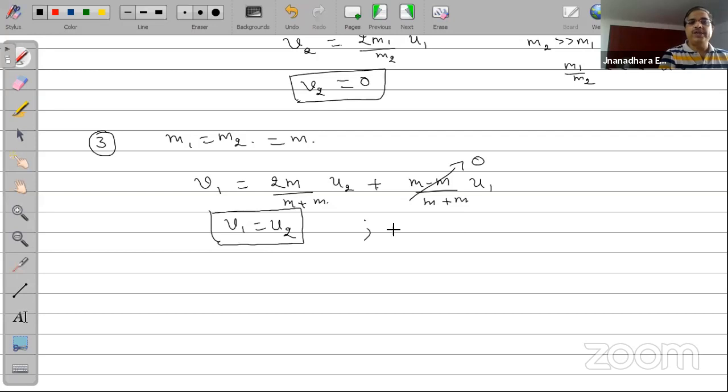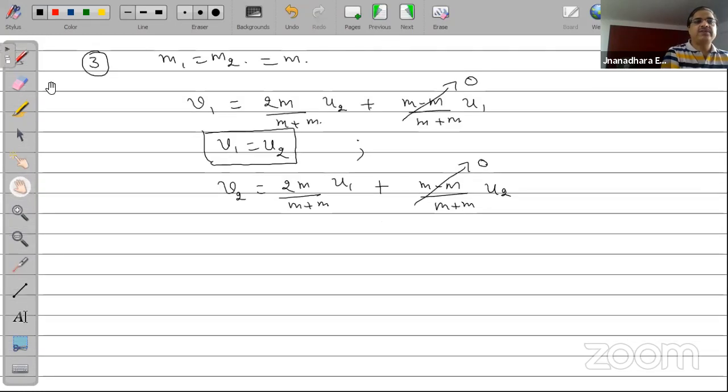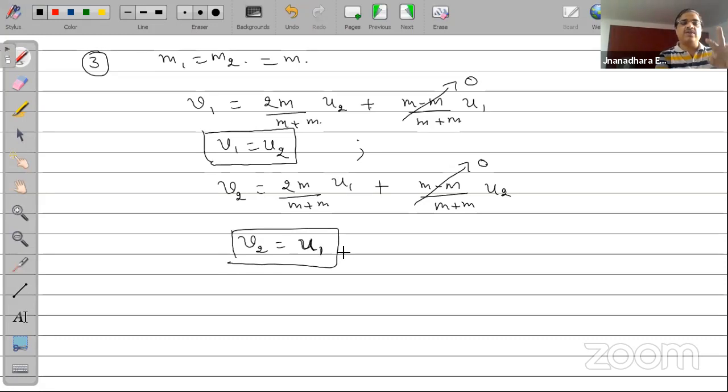Similarly, what will happen to v2? Now v2 is given to be, what is the expression for it? 2m1 by m plus m into u1 plus m minus m divided by m plus m into u2. So this part again is 0. So what am I left with? I'm left with the expression for v2 as simply u1. So the second body has acquired the velocity of the first body, and the first body has acquired the velocity of the second body. So here we say that the velocities get interchanged. A very important idea. I hope you all are able to understand that.